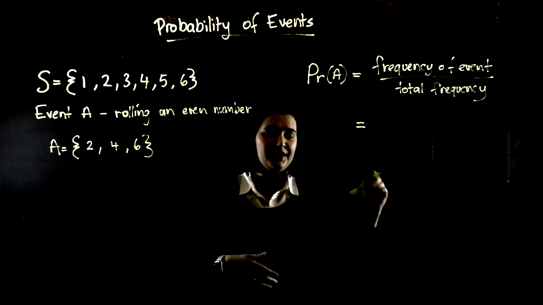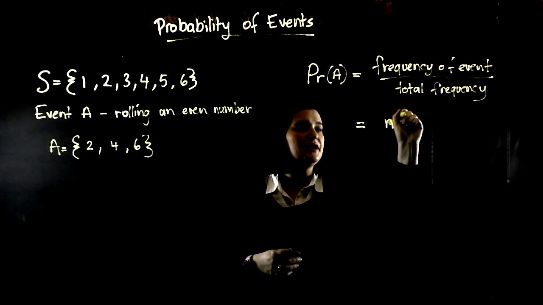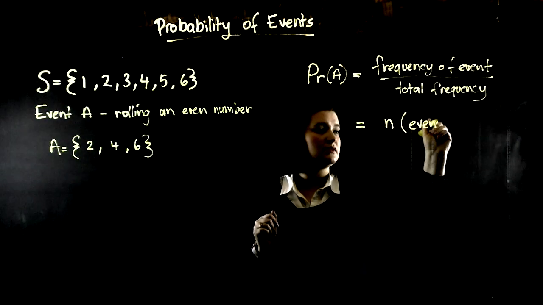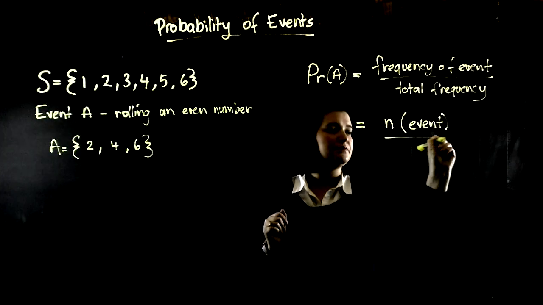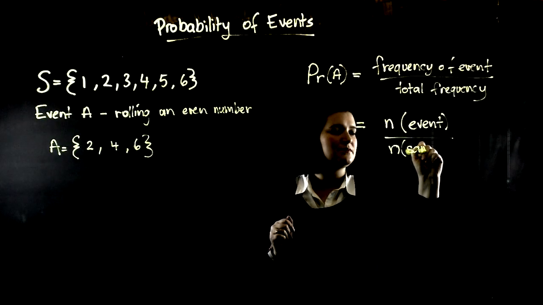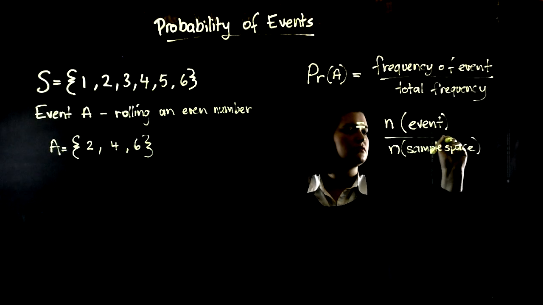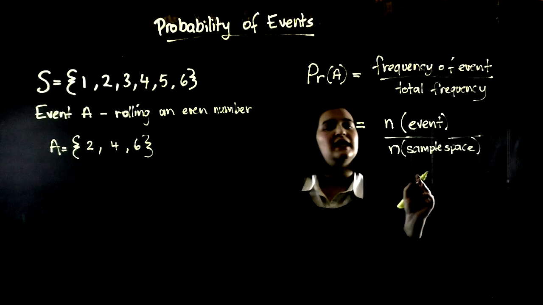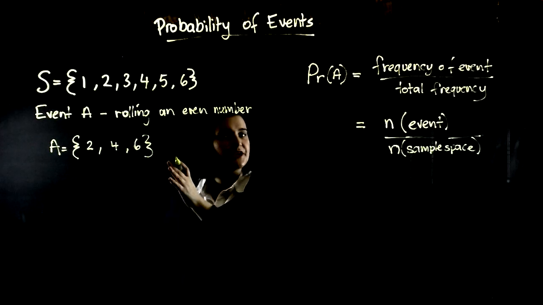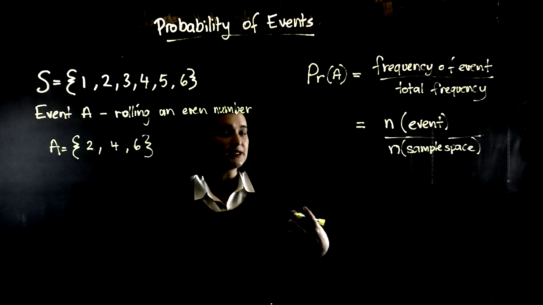A different way to word it is n, so the number of outcomes in the event, divided by the number of outcomes in the sample space. And I would use this wording for theoretical probability. So here we're talking about theoretical probability. I'm not actually rolling a dice. I'm saying what should the probability be.